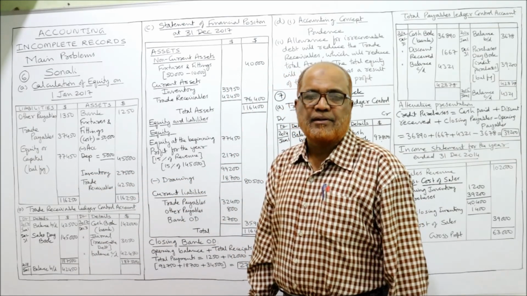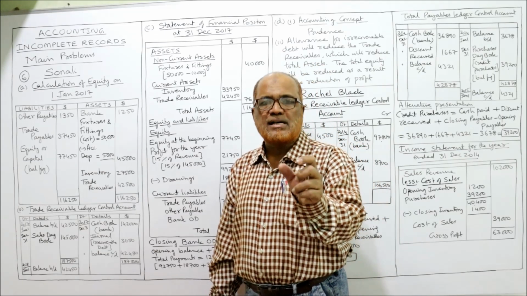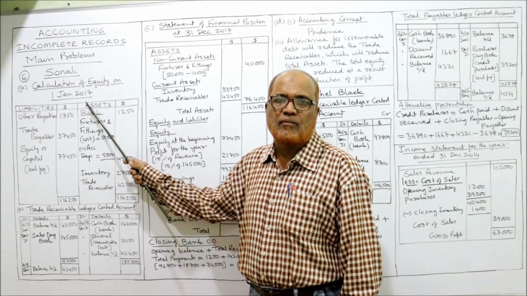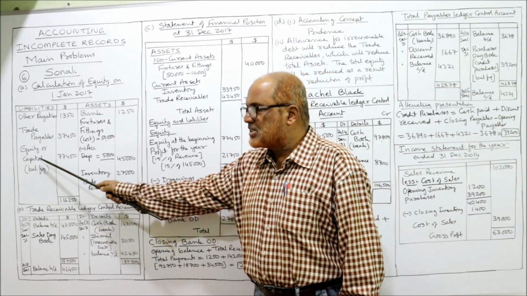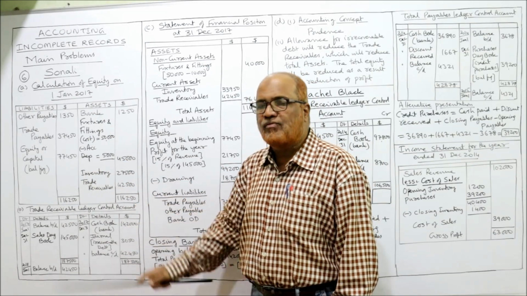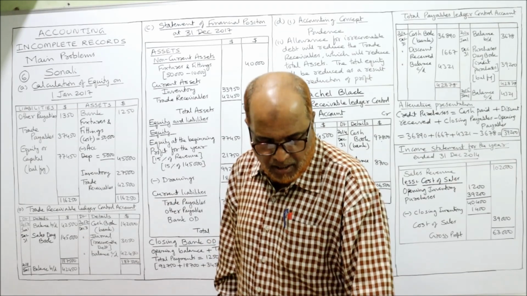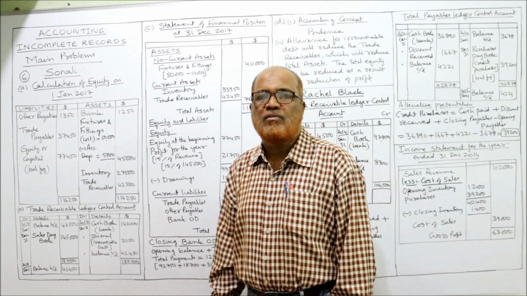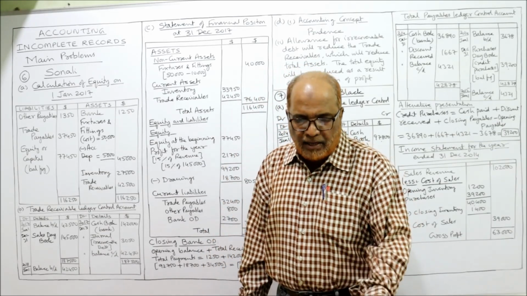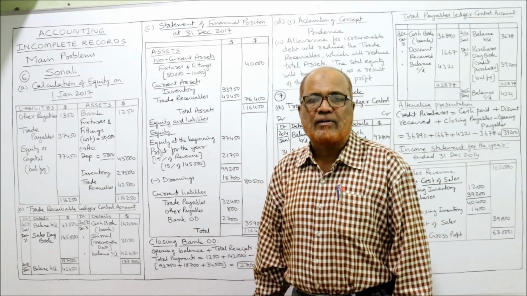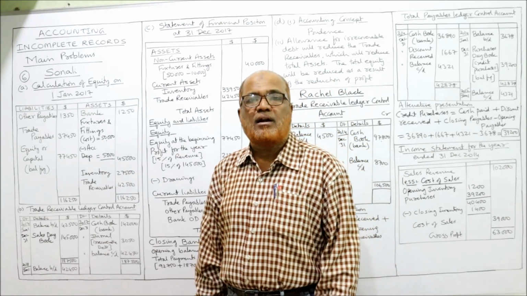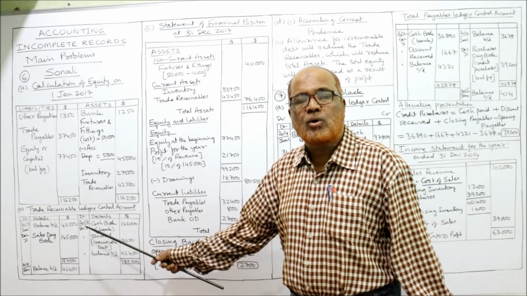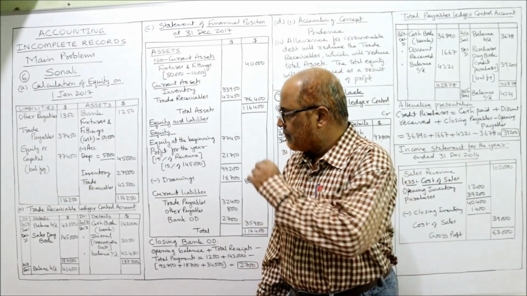The first bit is completed. It is asking what the capital or equity was on 1st January, the beginning of the year. So we got the capital on 1st January as 77,450. Now the B bit asks you to make the trade receivables account. Opening trade receivable is given as 42,500, but closing trade receivable is not given. So we have to find out the closing trade receivable.